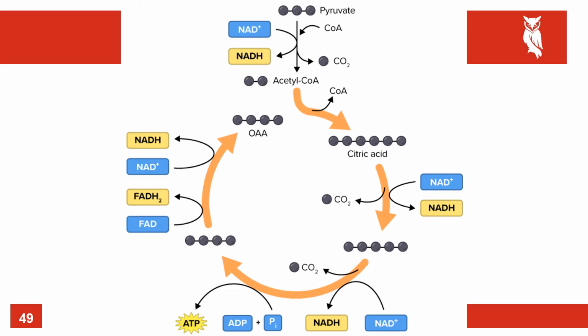This cycle happens once for every pyruvate. How many pyruvate are made from glycolysis? 2. Two 3-carbon molecules. Remember that first stage, oxidation of pyruvate: electrons go from pyruvate to NAD plus to make NADH. We lose the CO2, so we go from a 3 carbon to a 2 carbon molecule.